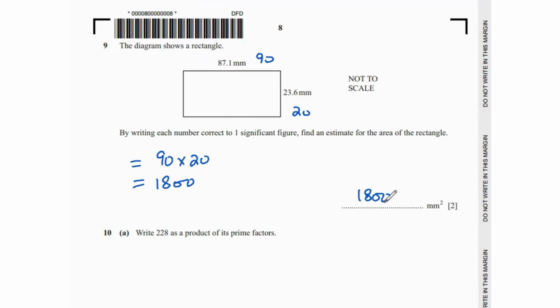For significant figures, you need to remember that leading zeros are insignificant. So 9 is just the first significant figure, and they want the answer correct to one significant figure. So 87.1 rounds to 90. If we round 87.1 to 87, that is two significant figures, so that's incorrect. Same for 23.6. If we round that to 24, that is two significant figures, not one. So since 23.6 is closer to 20 than 30, it becomes 20. And 87.1 is closer to 90 compared to 80, so we make it 90. Then we just multiply the two and we have our area.